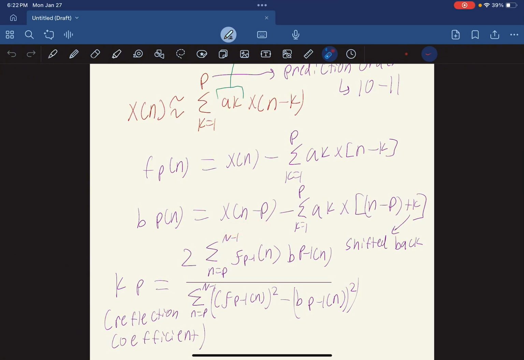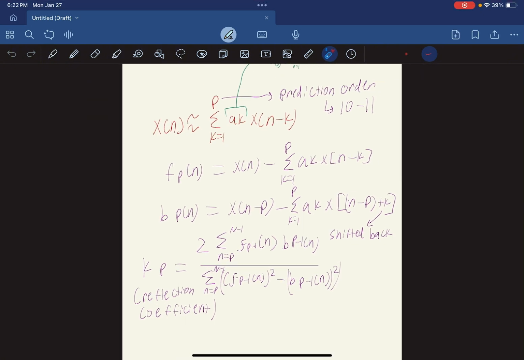Samples from the future, how well can we predict samples from the past? There we go. That's what I was looking at the screen for a second. Anyways, we're going to use these forward and backwards prediction errors. Oh, I apologize. That is supposed to be a plus, not a minus. We're going to use these forward and backwards prediction errors to find something called the reflection coefficient. This is sort of unique to the Burg method.